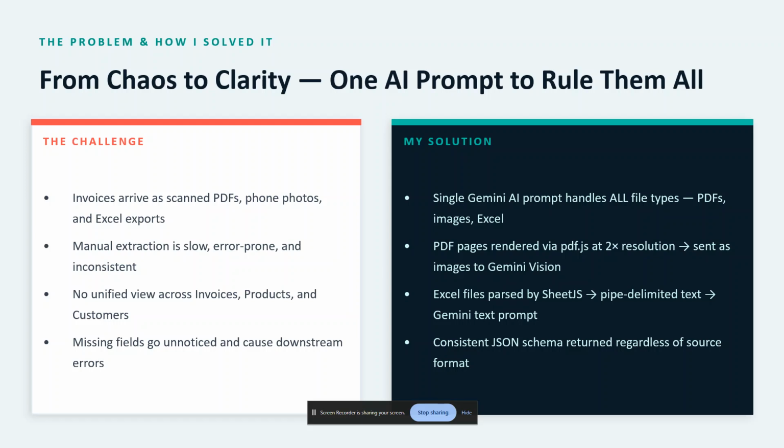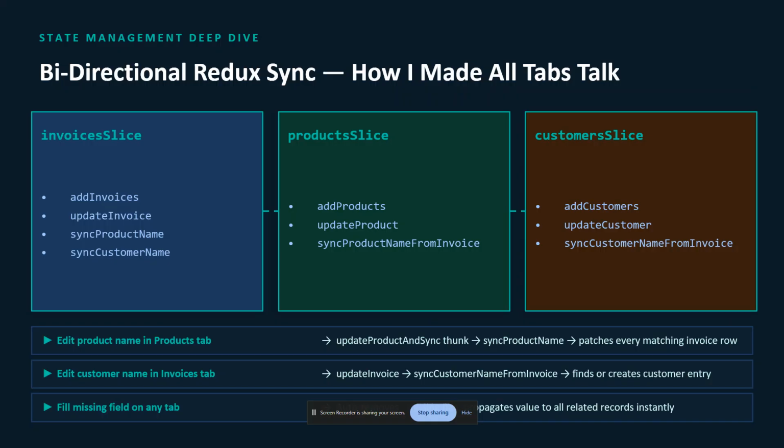So my solution for that is that I used a single Gemini AI prompt that handles all file types: PDF, images, and Excel. PDF images are rendered via PDF.js at 2x resolution. Excel files are parsed with SheetJS, and a consistent JSON schema is returned.